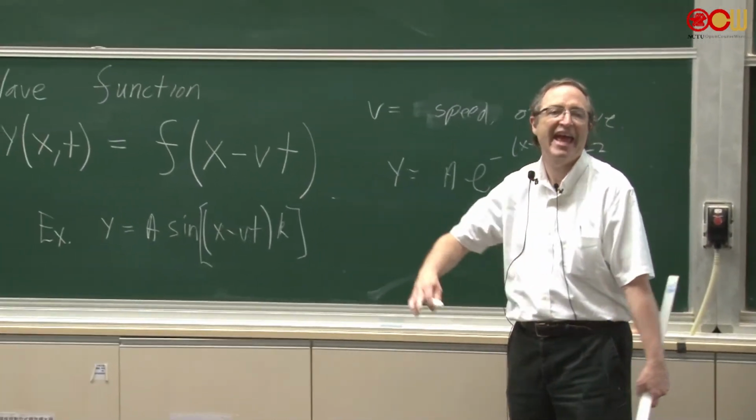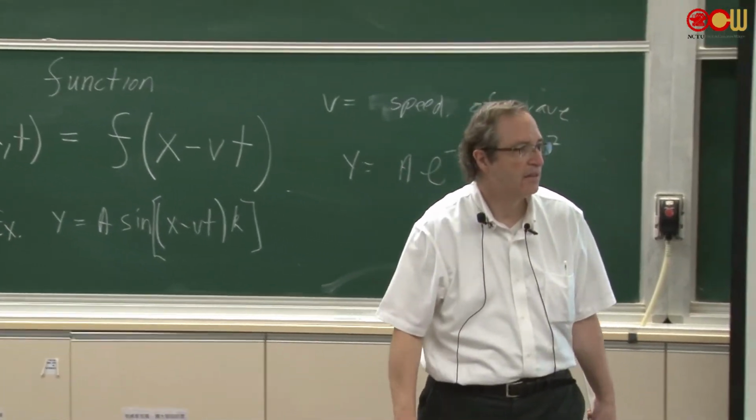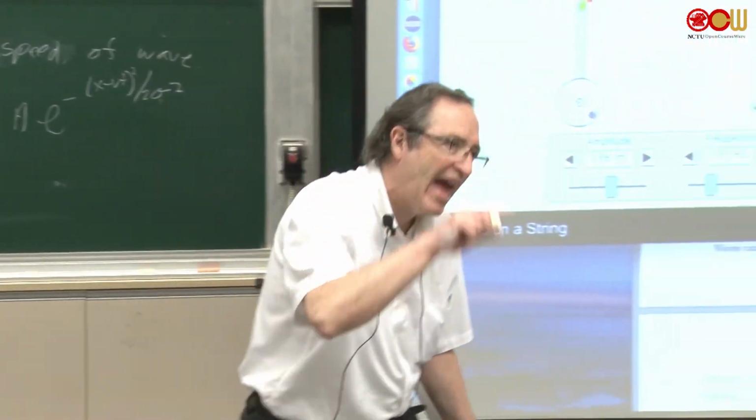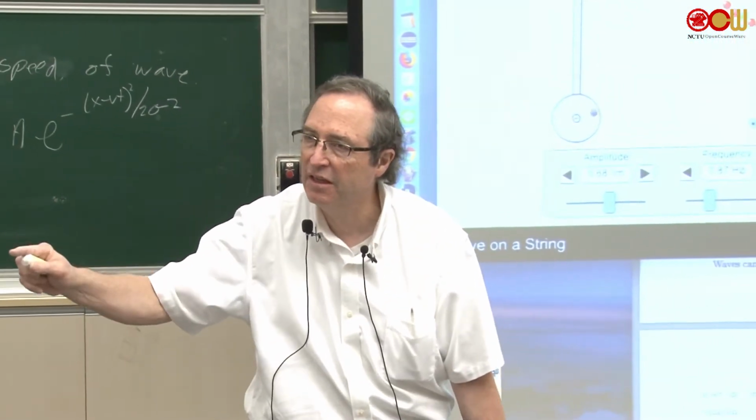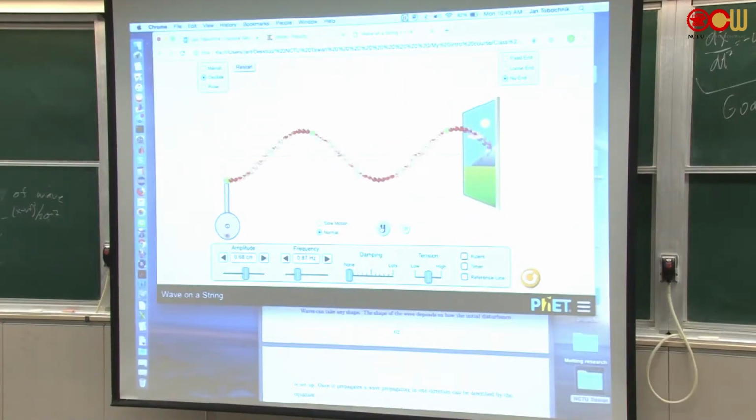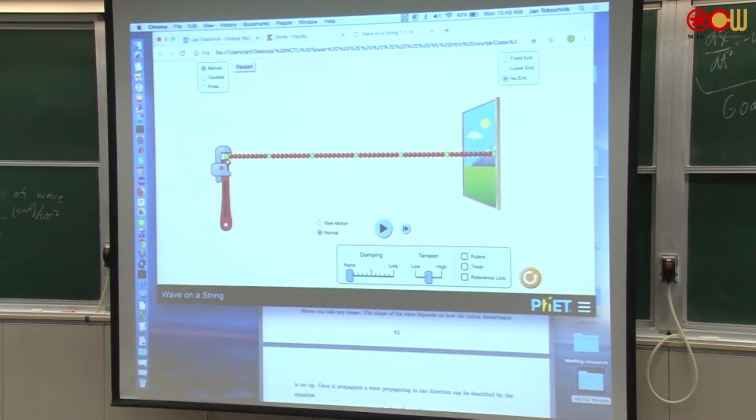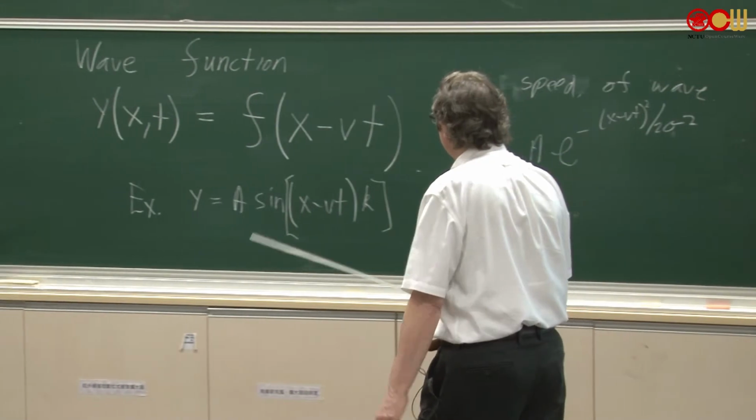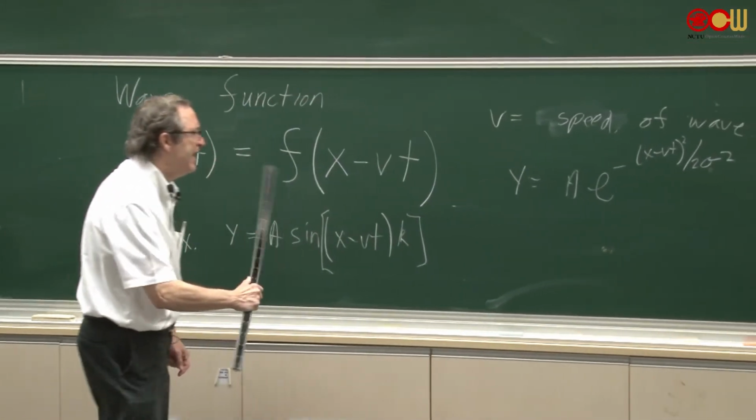I can make up any function you want. As long as it's a function of x minus vt, it's a wave, and will behave like this. So like if I want to do a manual, I can do that. What I did was make a wave. So let's get a little insight into what this means.